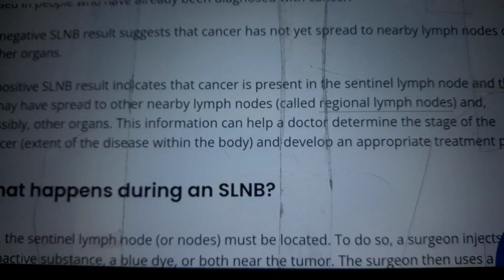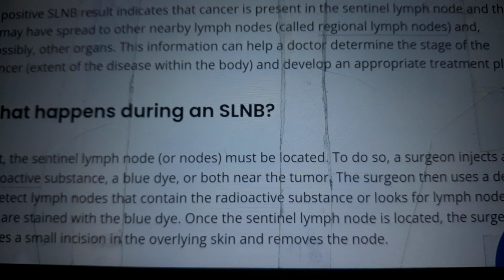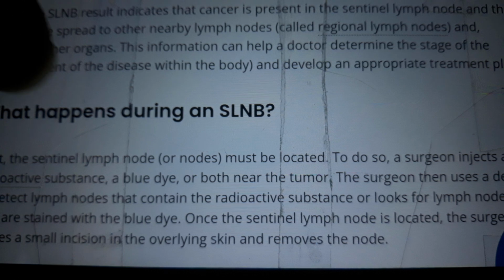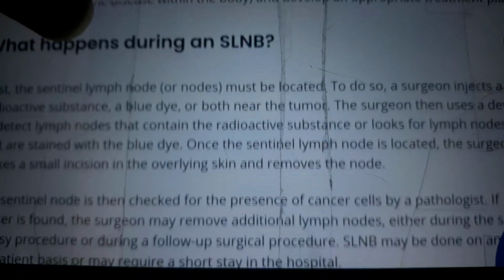A negative SLNB result suggests that cancer has not yet spread to nearby lymph nodes or other organs. A positive SLNB result indicates that cancer is present in the sentinel lymph node and that it may have spread to other nearby lymph nodes called regional lymph nodes and possibly other organs. This information can help a doctor determine the stage of the cancer, extent of the disease within the body, and develop an appropriate treatment plan.